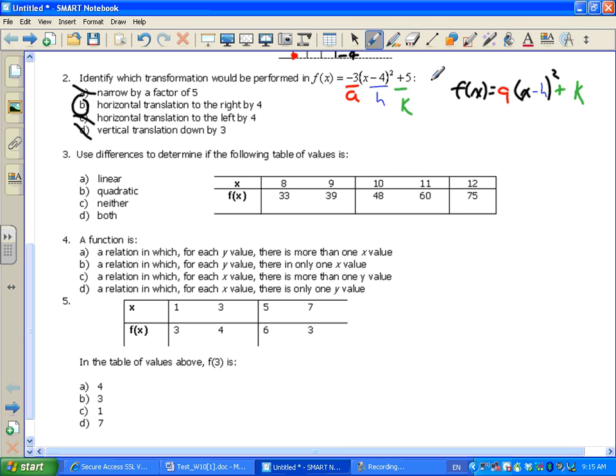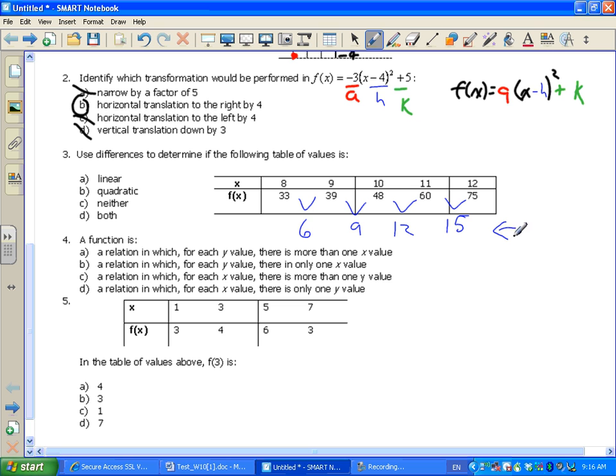Okay. Use differences to determine if the following table of values is linear, quadratic, neither, or both. So when we're doing that, we're essentially looking for our differences in our y values, or our f of x. It's important, though, to check first that your x values are going up by the same amount. So this one goes up by 1, 1, 1, 1. Good. Okay, so our x's are consistent. So now we're going to check the differences in our y's. Our first difference, we went up by 6. Next one, we went up by 9, 12, and 15.